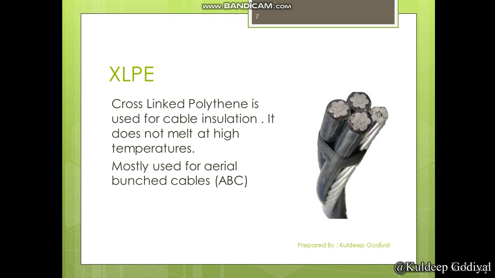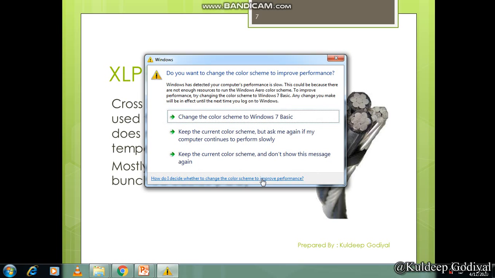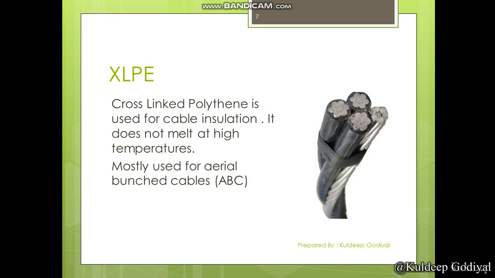The next one is XLPE. XLPE material can be used for high frequency cables. XLPE stands for cross-linked polyethylene. Cross-linked polyethylene, or ethylene, is a material used for insulation of cable. It does not melt at high temperatures.